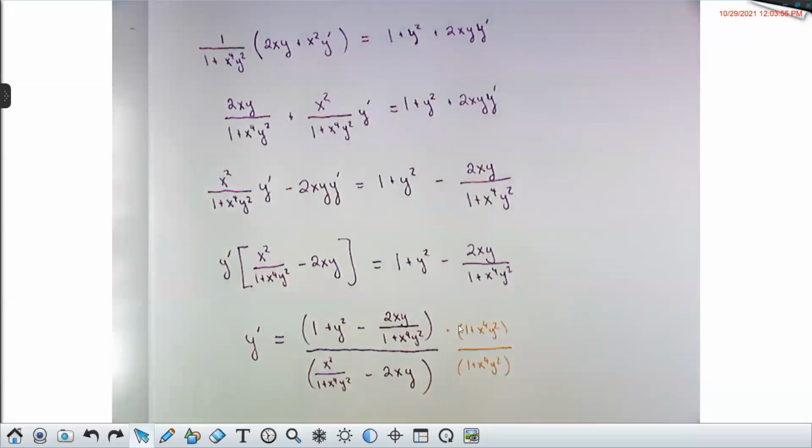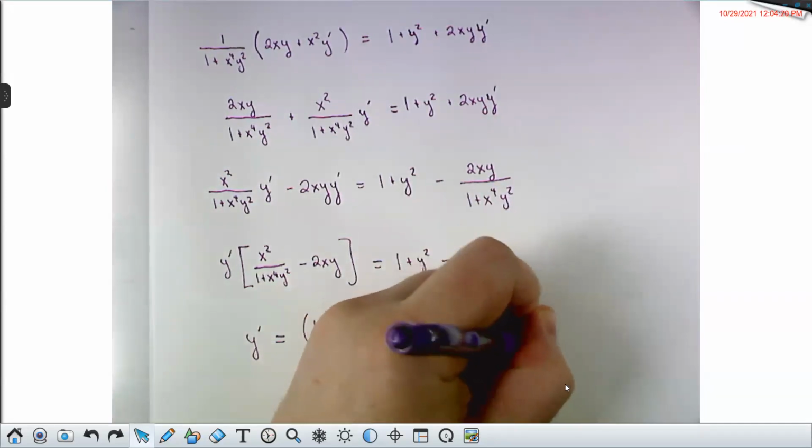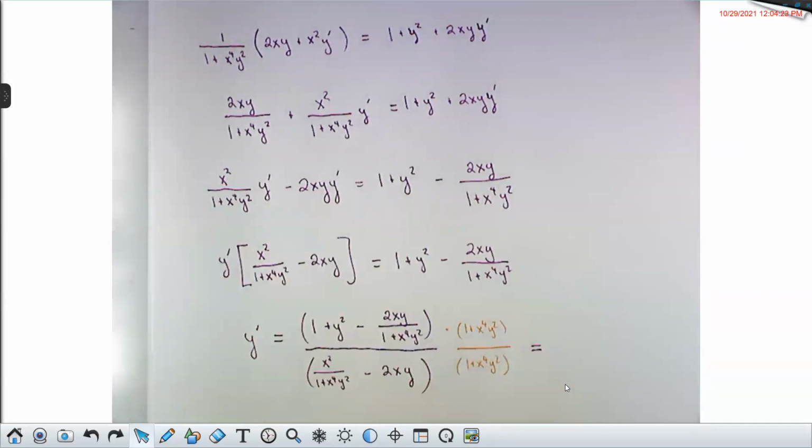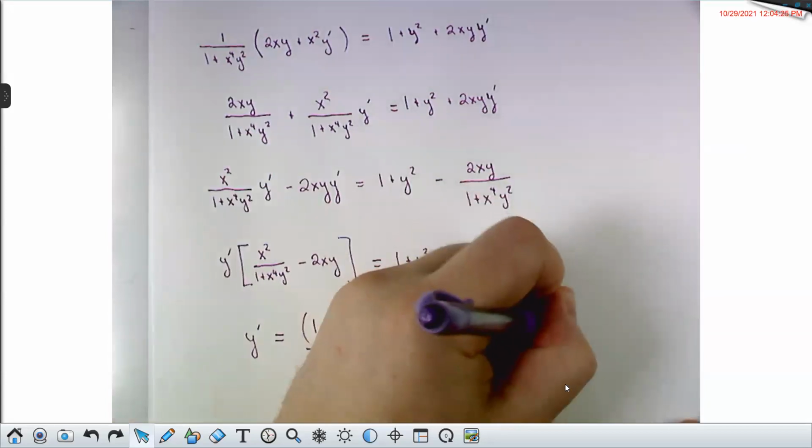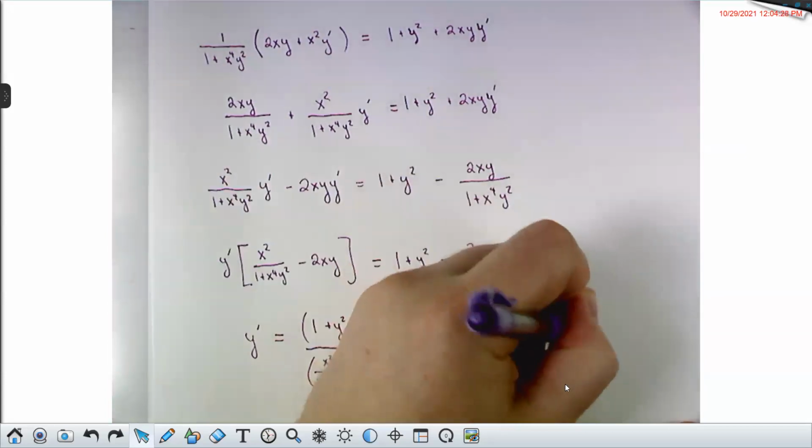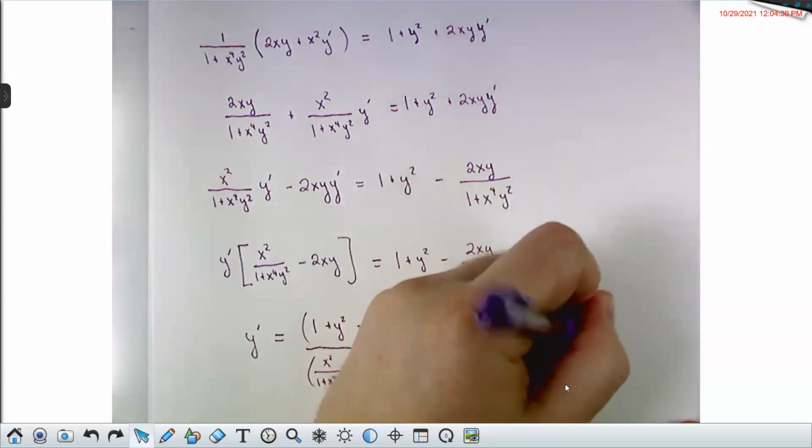And when I distribute the orange piece upstairs, when this piece smacks this piece, I'll just get the 2xy. When it smacks this thing, I'll get something nasty, but whatever. At least it's a polynomial. When this piece smacks this piece, I'll just get x squared. And I will have 2xy times this thing again, but at least that's a polynomial. So in an ugly world where you have to do something with this, I would rewrite it like this.